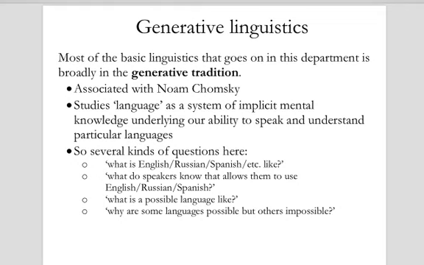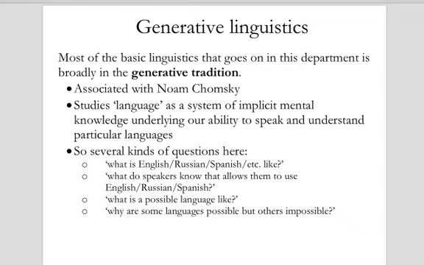So it's about implicit or tacit knowledge that speakers possess of their language. We call that their mental grammar, right? So at an even more abstract level, we started with what is this language like, and then what do speakers implicitly know about their language? And then a more general question is, what is a possible language like?